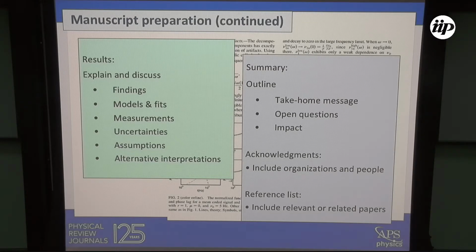Don't acknowledge your cat, because I've had that happen. Acknowledging God is also not a good idea. We don't print that. I've actually had all of these things happen. And then the reference list, of course, include relevant or related papers.